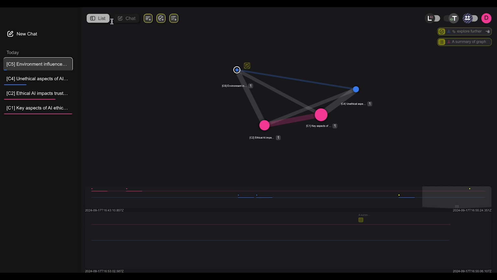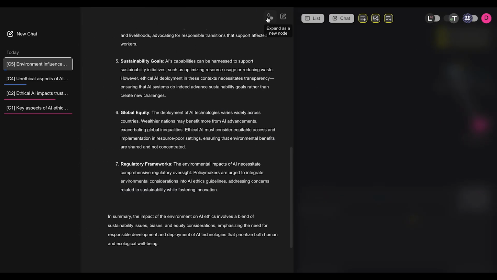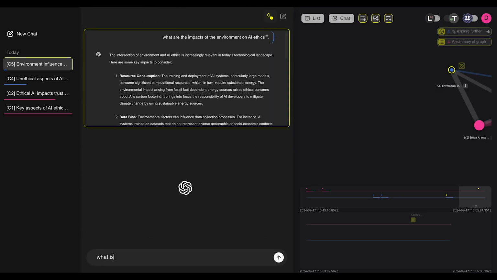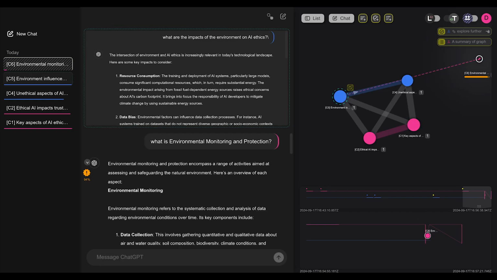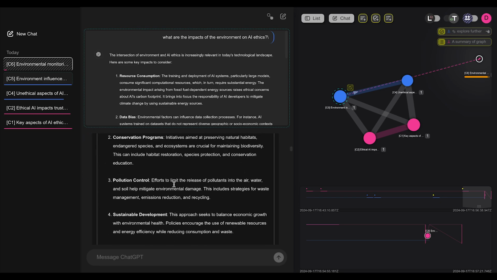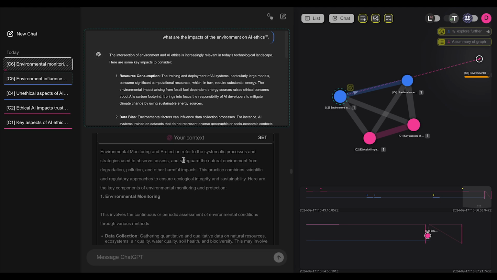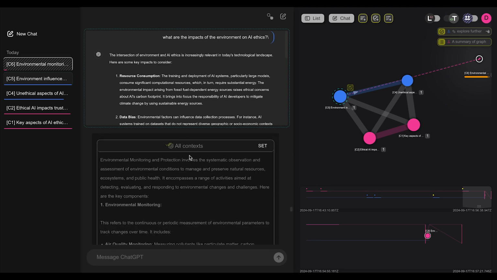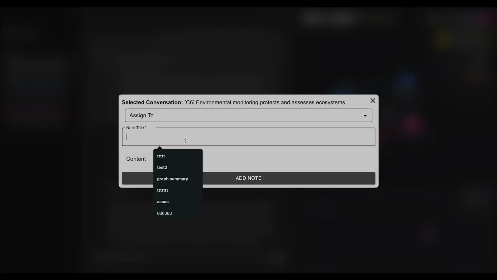After reviewing C5 and understanding Sarah's uncertainty, David prompts with what is environmental monitoring and protection to investigate further. The system shows a high consistency rate, notifying that the responses are likely trustworthy. To be sure, David reviews the context-based responses and concludes the information is reliable. He adds a note titled "This is trustworthy" to inform Sarah about his finding.